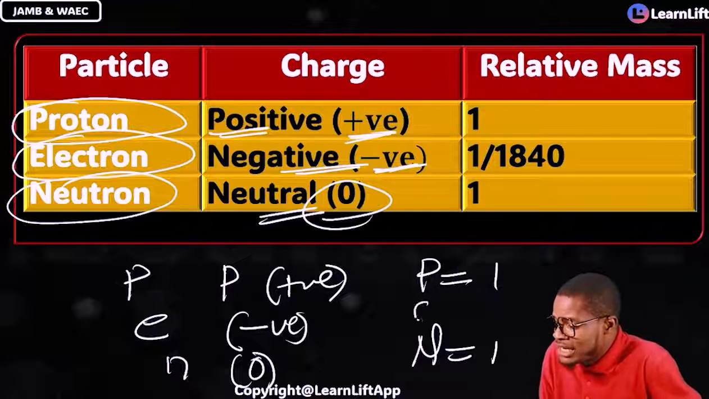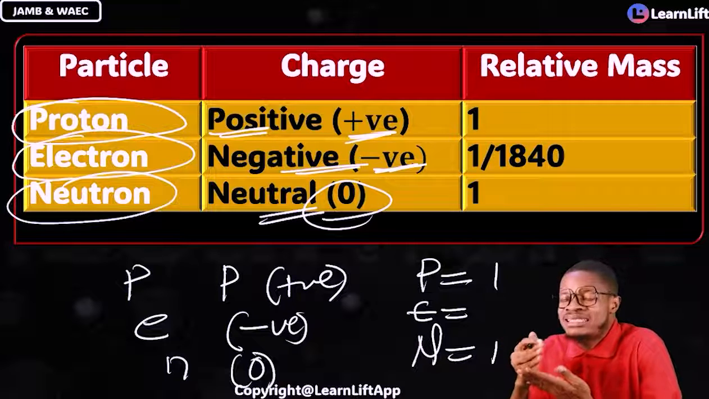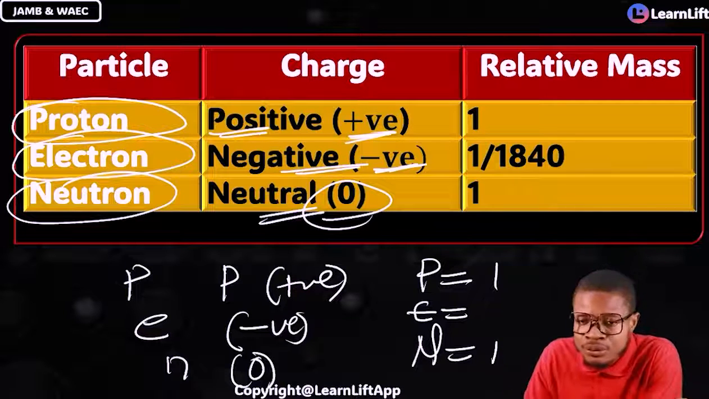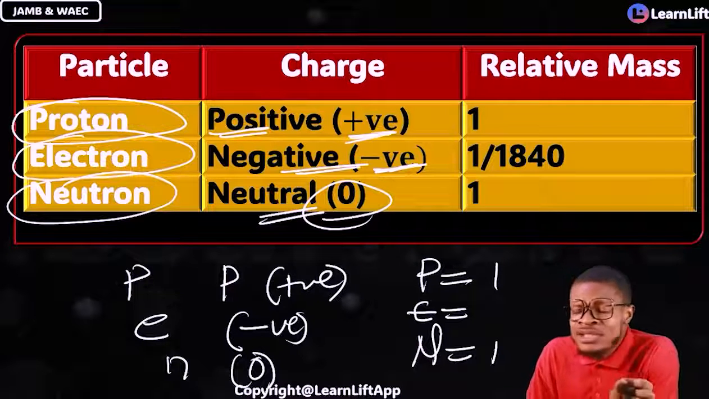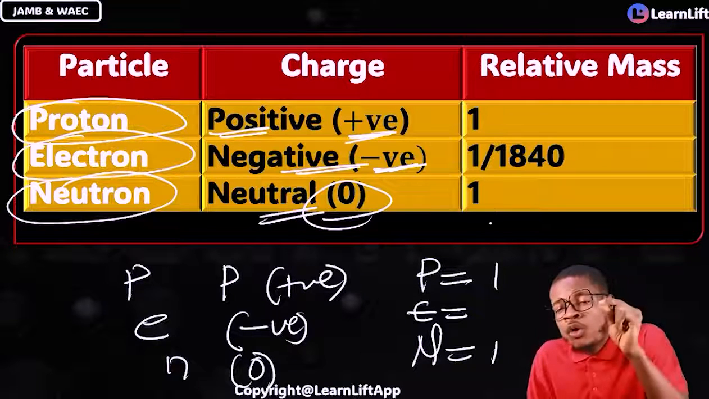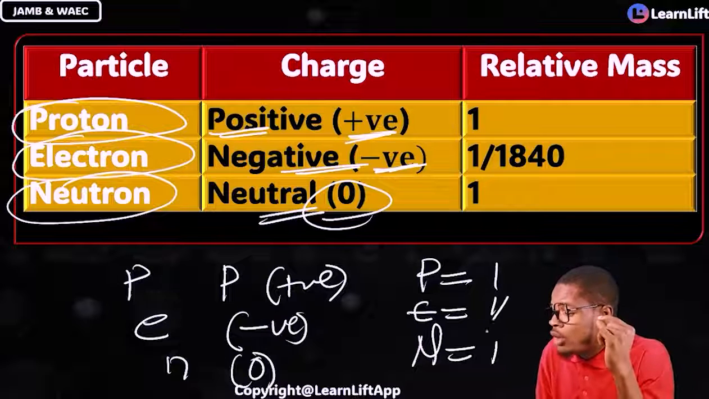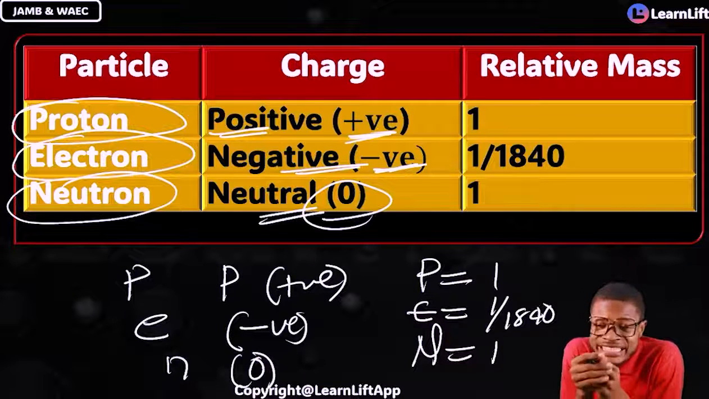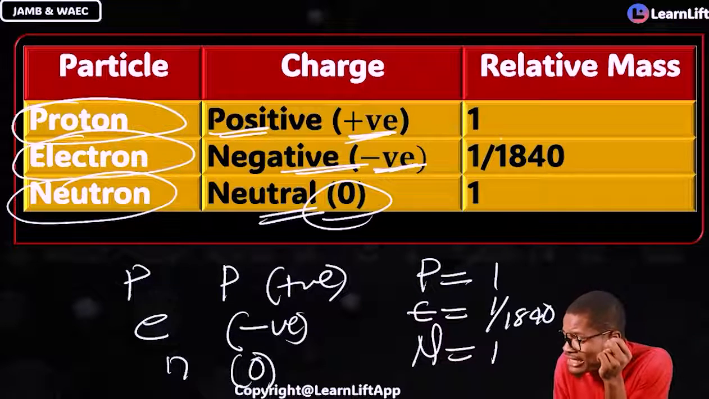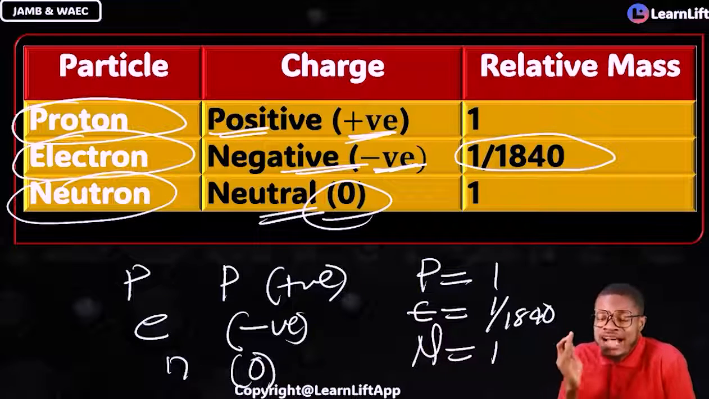When you come to electrons, it is not like that. Electrons, their mass is negligible. What makes the mass negligible? Because the mass of your electron compared to your proton is 1 all over 1840. You remember it that way. That's the easiest way. 1 all over 1840.